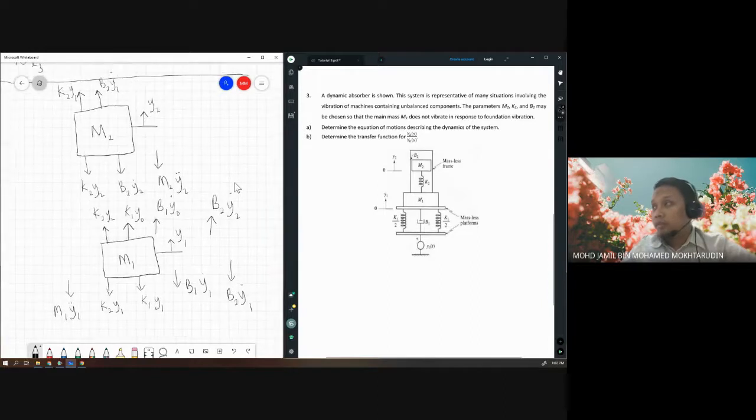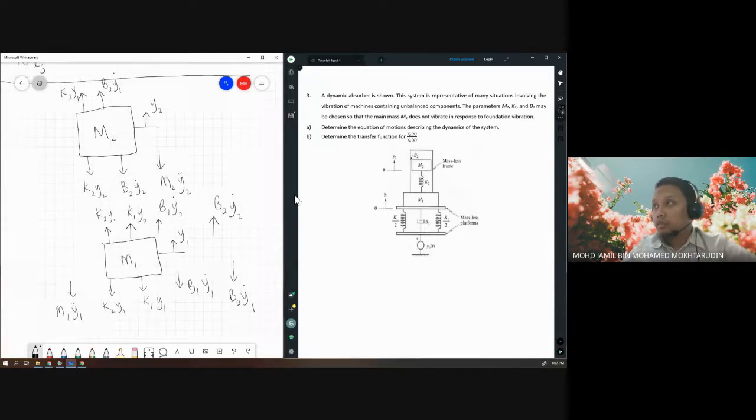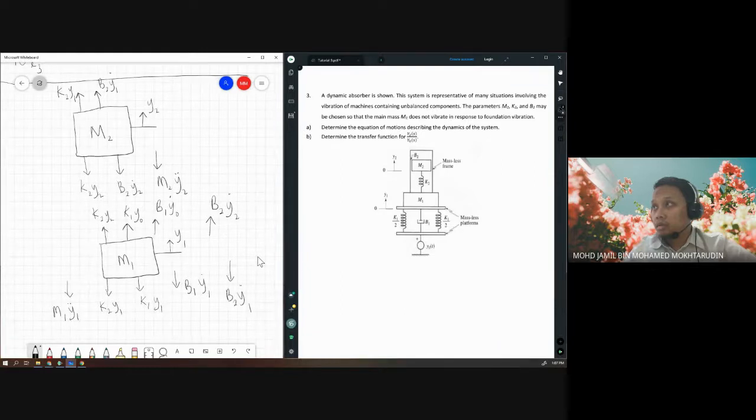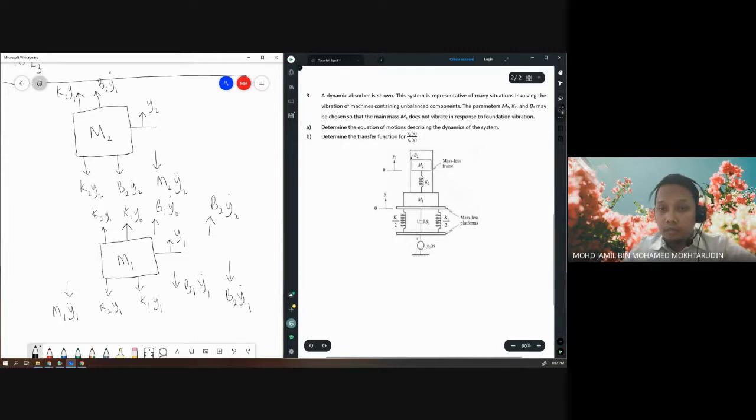Okay, any question before we end this lecture? Okay, so tak ada soalan? Okay, so I hope you guys can try do this tutorial, try to understand it.